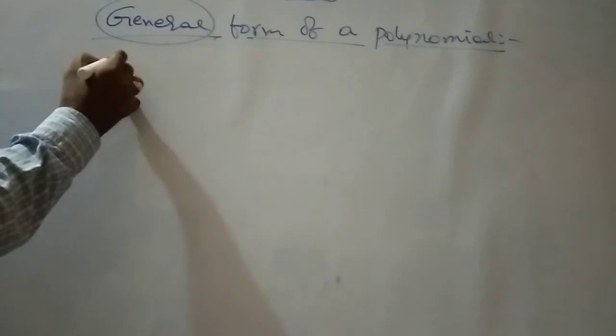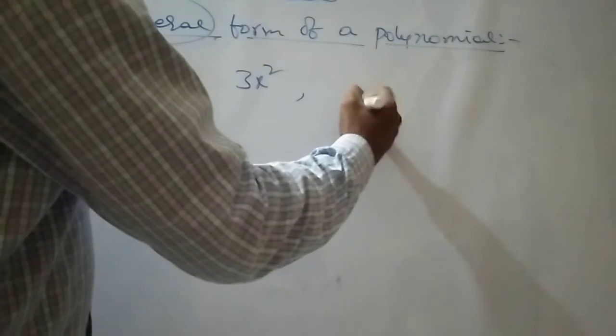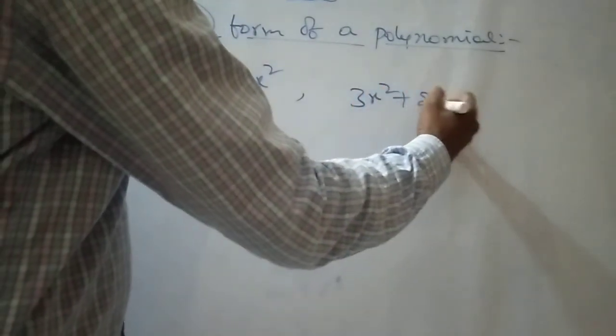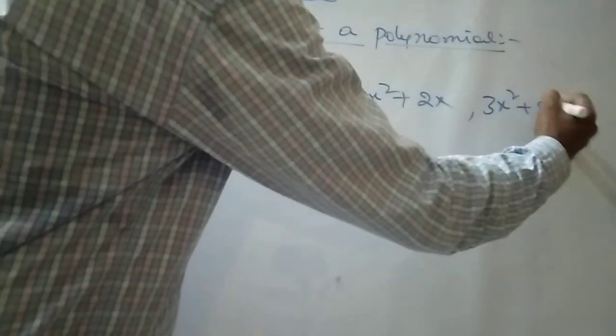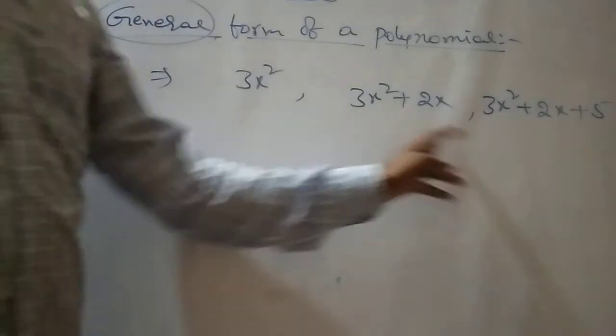The next is the general form. If the degree is 2, how many terms are possible? We'll see. 3x square, degree 2. Next, I will give one more: 3x square plus 2x, it is also degree 2. Next, 3x square plus 2x plus 5. Degree 2 here also.